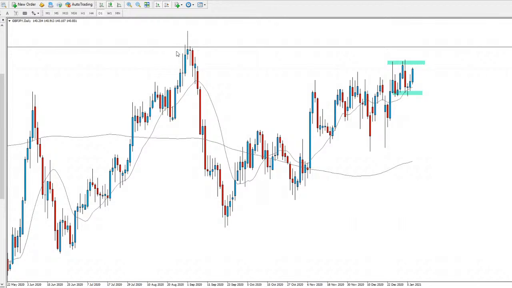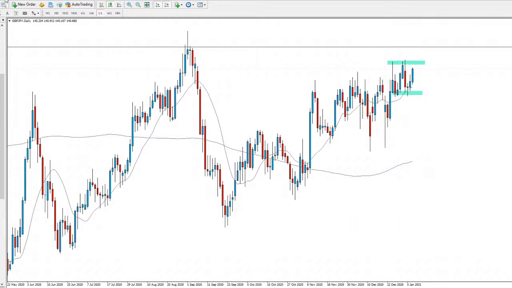As you can see here, this level around 142. You can see this is the level that sent us all the way down to these lows here. So I think price is just slowly making its way back to go and test that level again before we start to see any major pushes to the downside for GBPJPY. So if we break to the upside, that's what I expect price to go to.